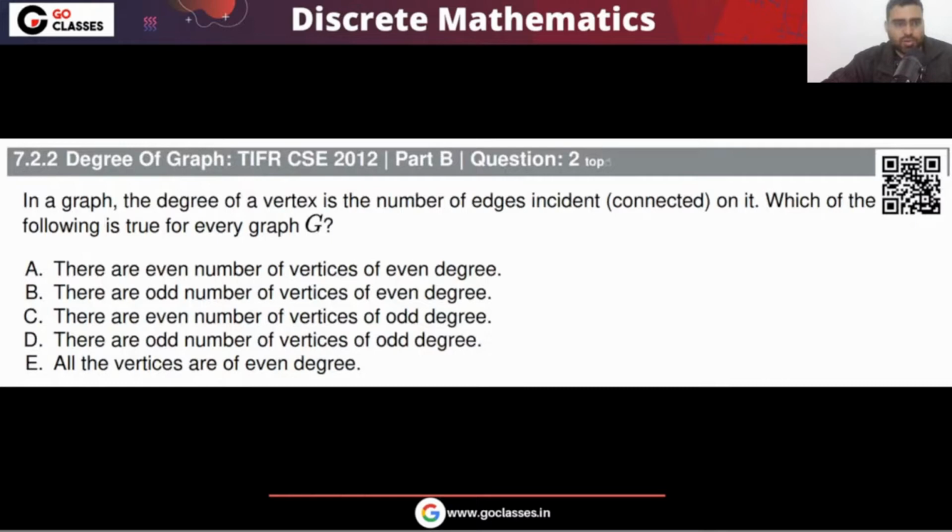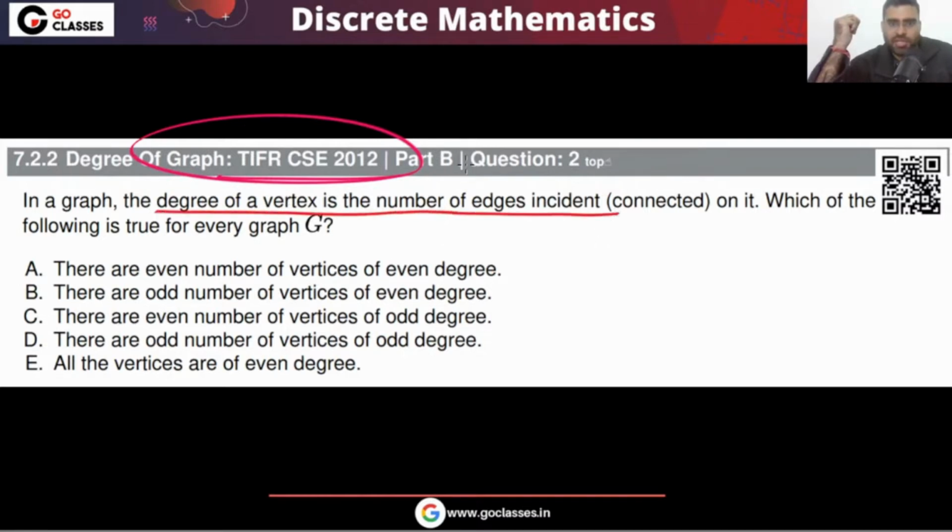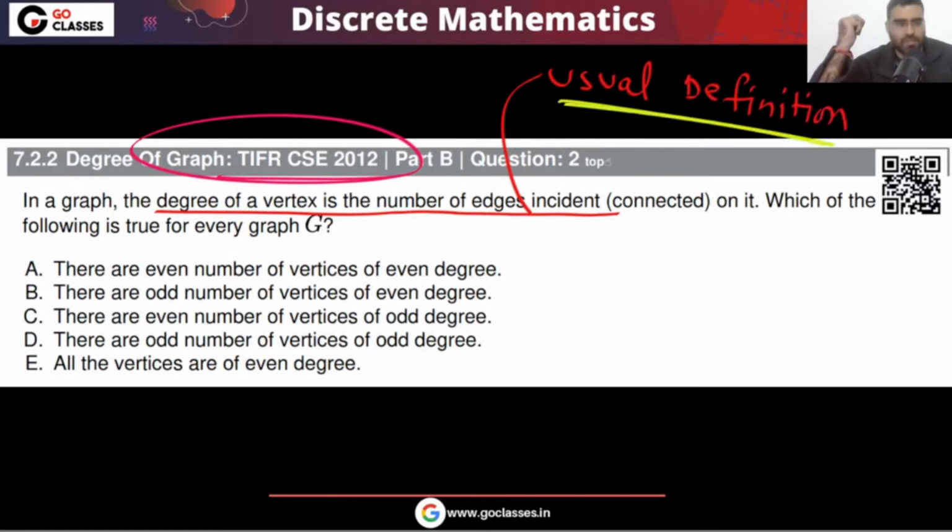Let's see this question. Quickly tell me the answer. This is a TIFR 2012 question. In a graph, the degree of a vertex is the number of edges incident on it. That is fine. Your usual definition, right? Yes or no? This is the standard definition of degree. Okay. Now, which of the following is true for every graph?